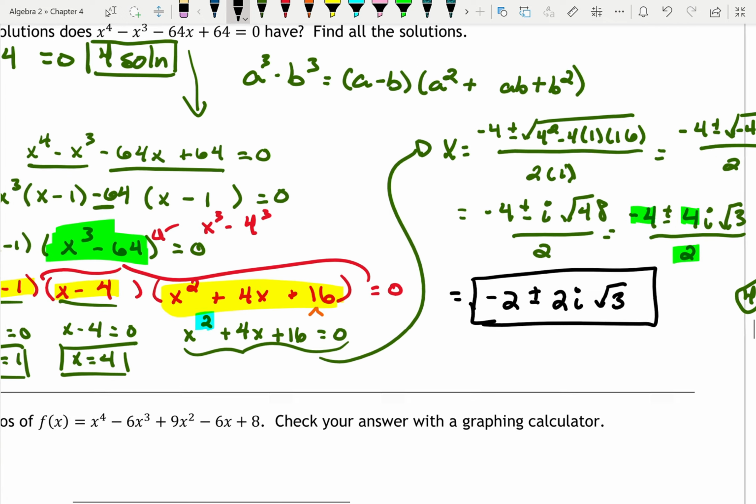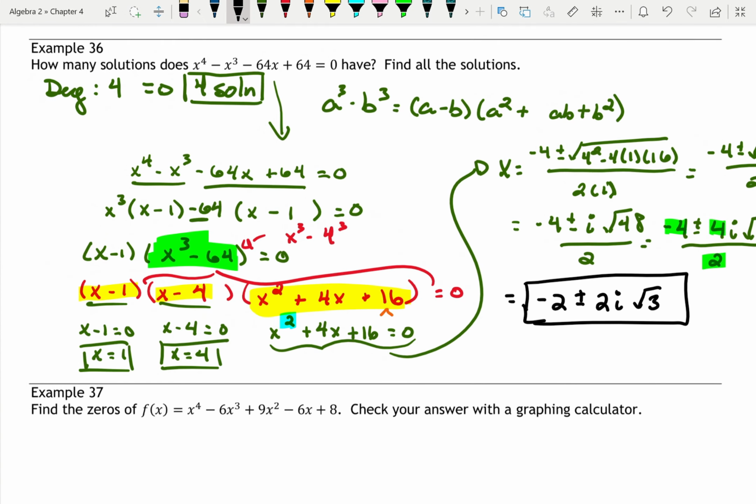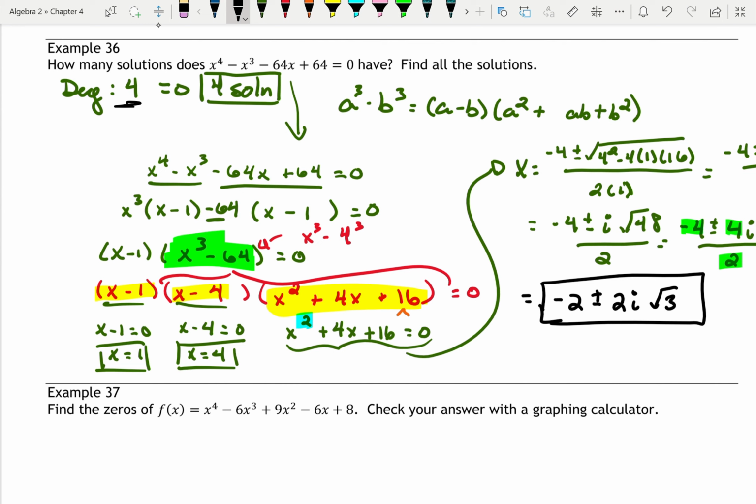So let's recap our problem. Up here we said we had 4 solutions. Right here we found that x equals 1, x equals 4, and then negative 2 plus or minus 2i root 3. The plus or minus counts as 2 different solutions, so we do have 4 unique solutions.